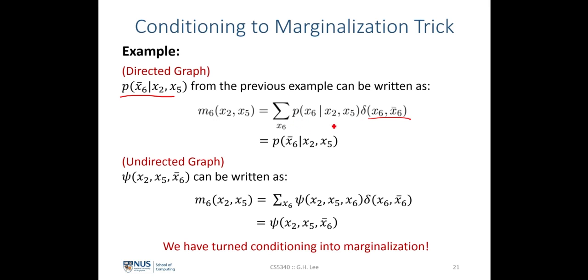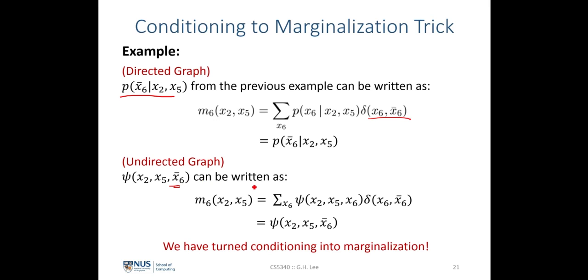But this term here, evaluating it out, would simply mean this conditional probability, which is essentially the respective slices of the conditional probability of x6 conditional upon x2 and x5, where we have observed x6 to be taking a state of x6 bar. We can also do the same for an undirected graphical model, where we suppose that we have a potential function here of psi x2, x5 and x6 bar, where we observe x6 to be taking a state of x6 bar.